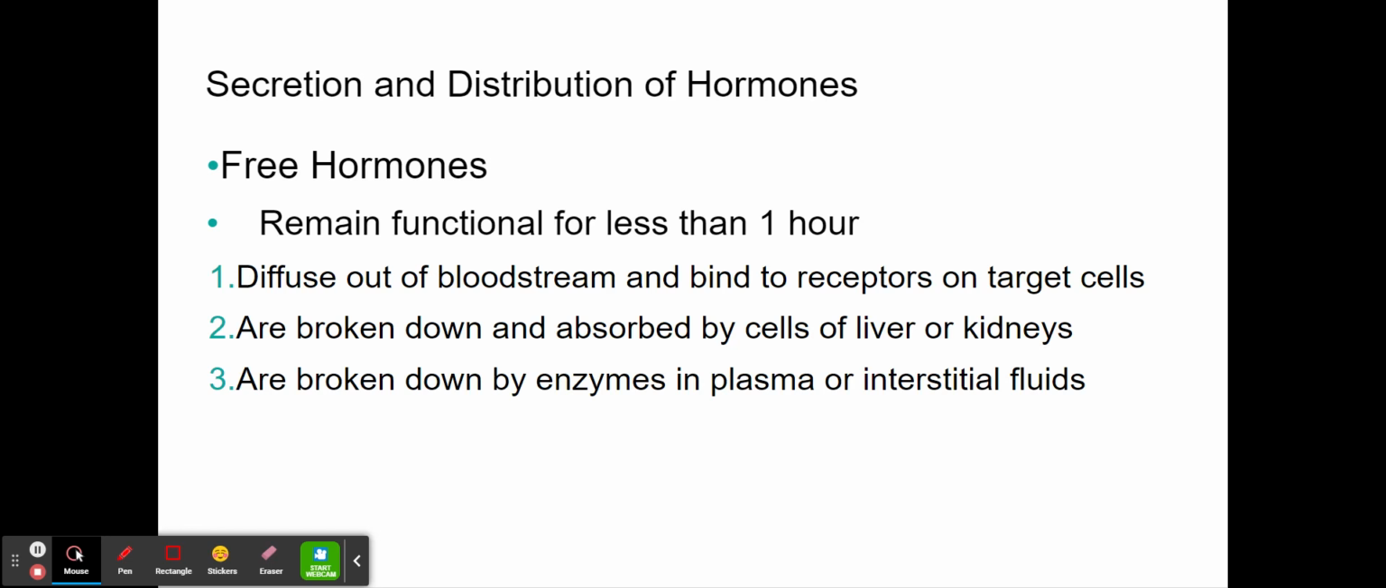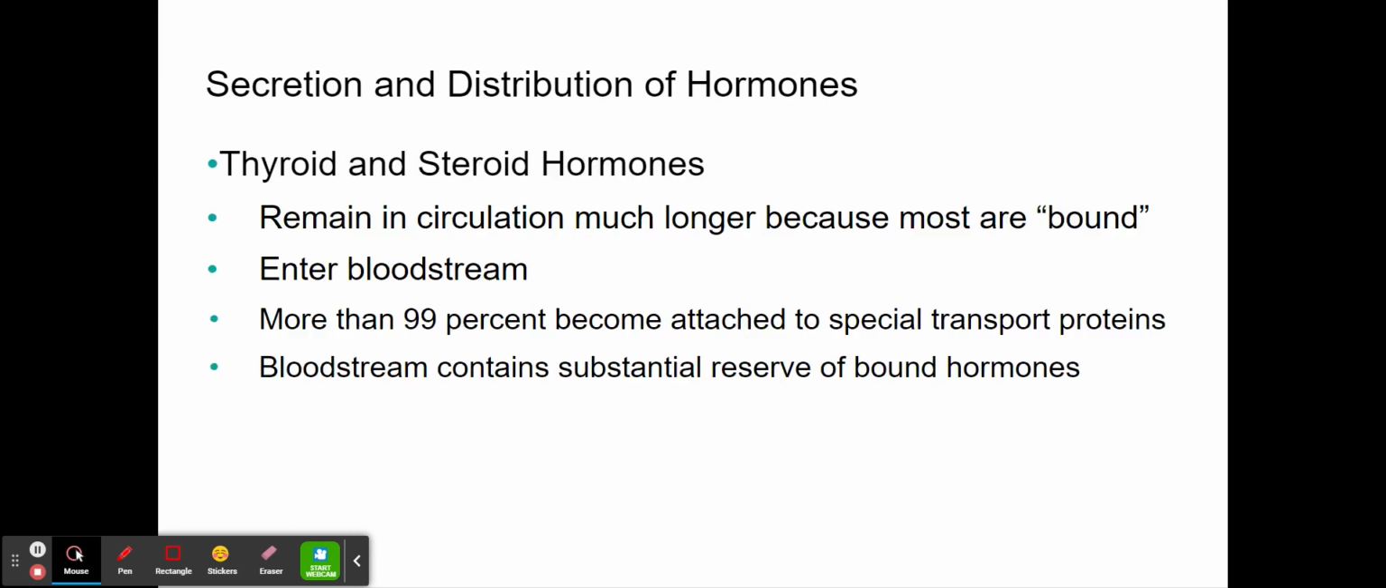It is absorbed and broken down by cells of the liver or the kidneys, or it's broken down by enzymes in the bloodstream or interstitial fluids. Thyroid hormones and steroid hormones remain in circulation much longer, because when these hormones enter the bloodstream, more than 99% of them become attached to special transport proteins.